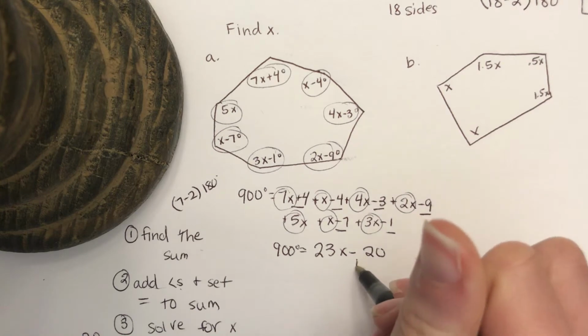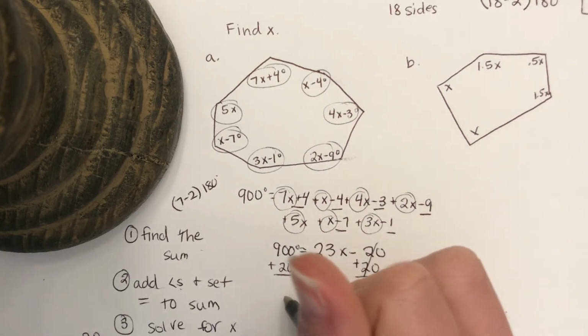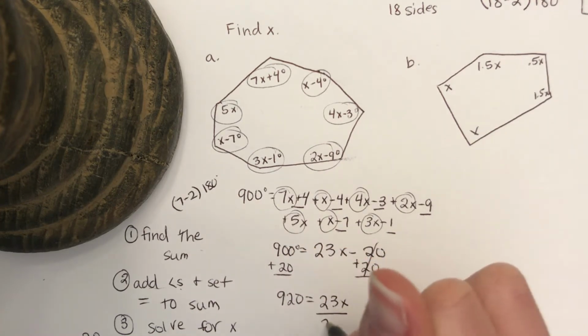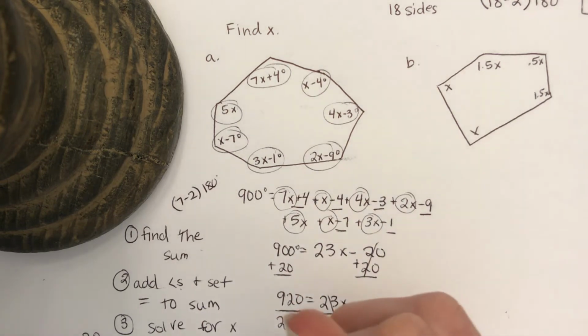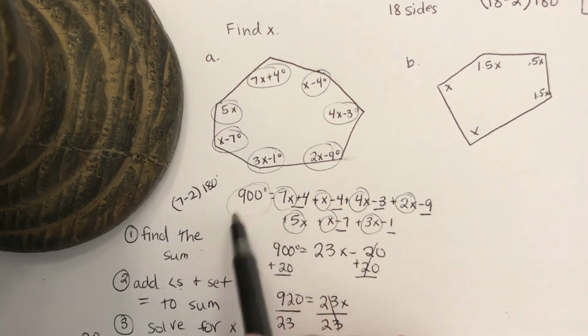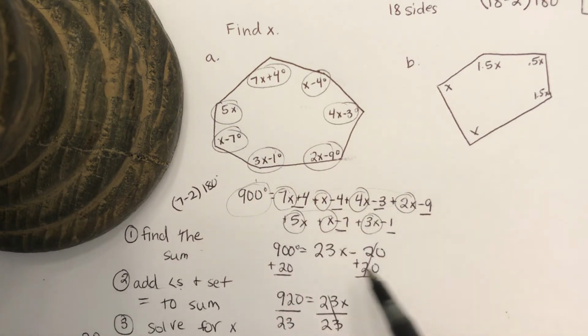Now we have a two-step equation, so add 20 to both sides, which gives me 920 equals 23x, and then my final step is divide both sides by 23. So 920 divided by 23 gives me 40. So in this problem, x equals 40. Again, the total was 900. We had to find that based on the number of sides. Then we added up all the angles, set it equal to that total, and solved.